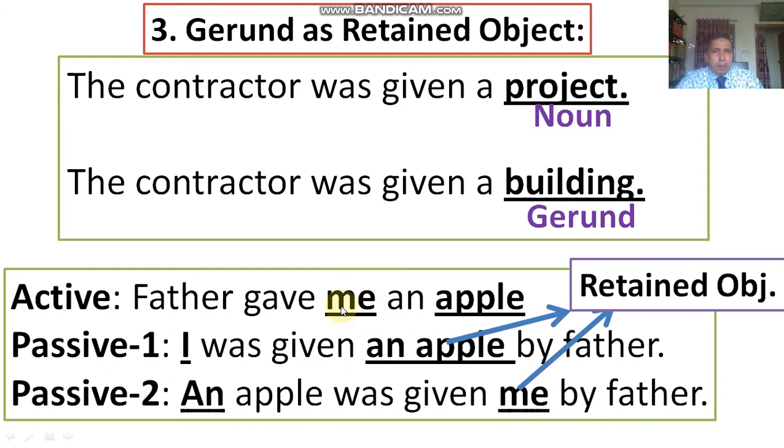You can say personal object or material object, or you can also say direct object or indirect object. If I change the active voice into passive voice, then I can use me or apple to change it to passive voice. If I use me, the voice will be: I was given an apple by father. Here apple is retained. In the second sentence, if I use apple: an apple was given to me by father, here me is retained. So from the two voices we can conclude that an apple and me are retained objects.